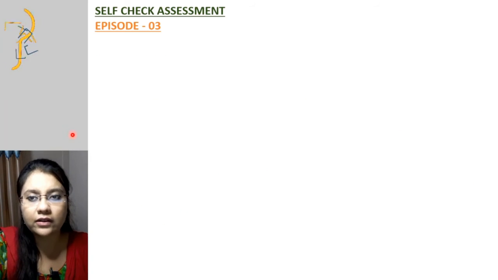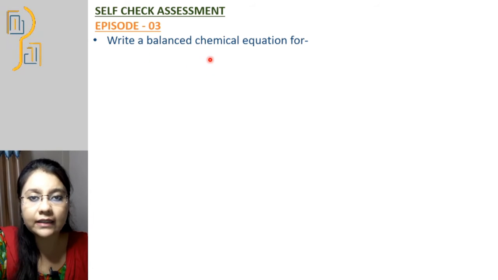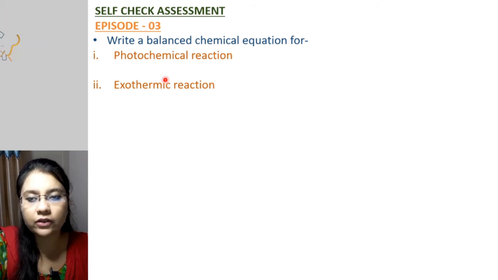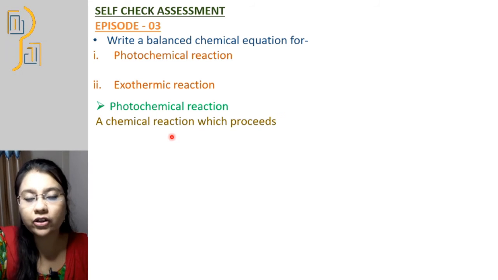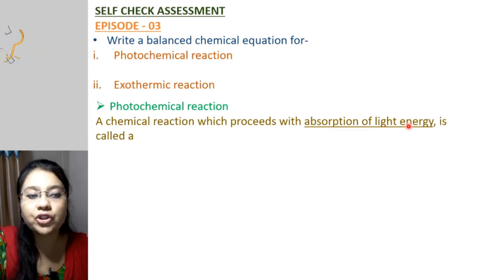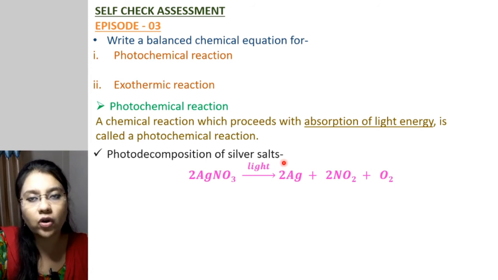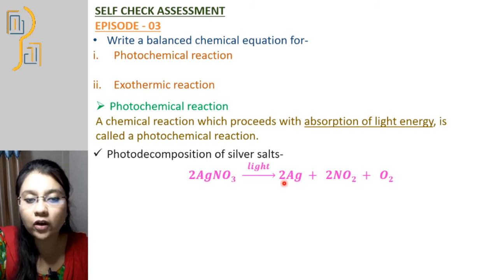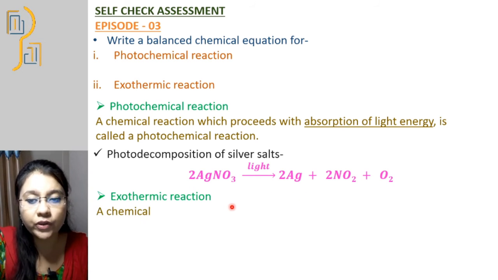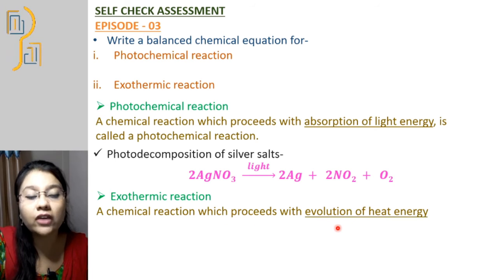The next question is, write a balanced chemical equation for photochemical reaction and exothermic reaction. A photochemical reaction is a chemical reaction which proceeds with the absorption of light energy. For example, photodecomposition of silver salts. So if we take silver nitrate in the presence of light, it will decompose to silver and nitrogen dioxide with evolution of oxygen gas.